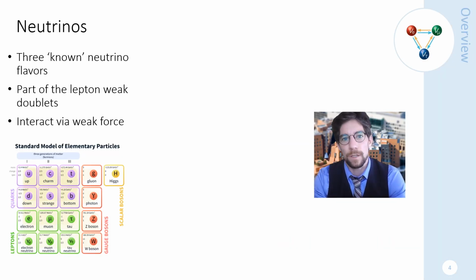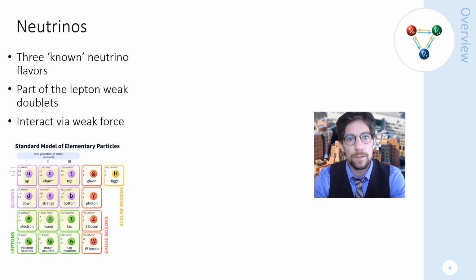In the standard model, we know of 3 neutrinos. These are part of the lepton-weak doublets, and they only interact through the weak force carried by the Z and the W boson. They can only be observed indirectly through their lepton partners, the electron, the mu, and the tau, hence the names of the neutrinos: muon neutrino, tau neutrino, electron neutrino.